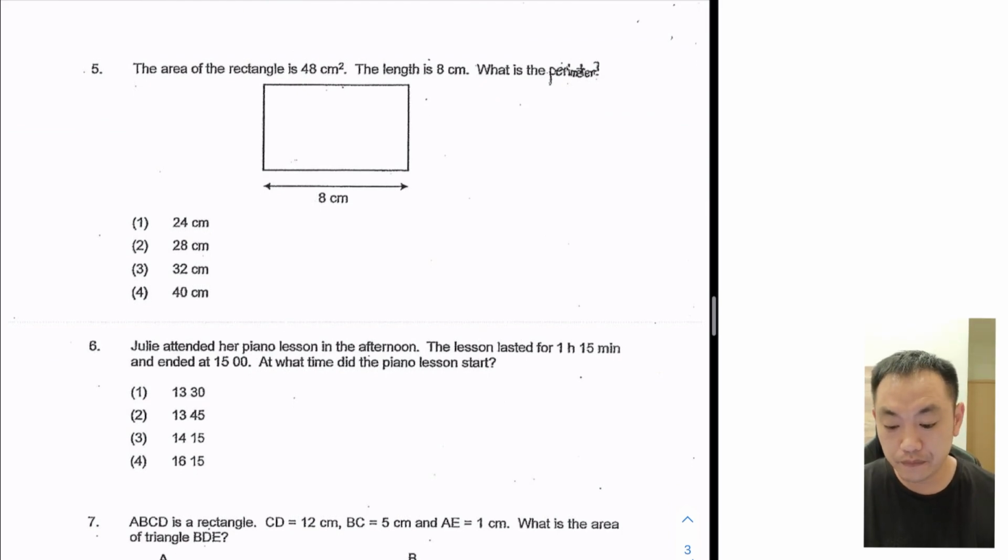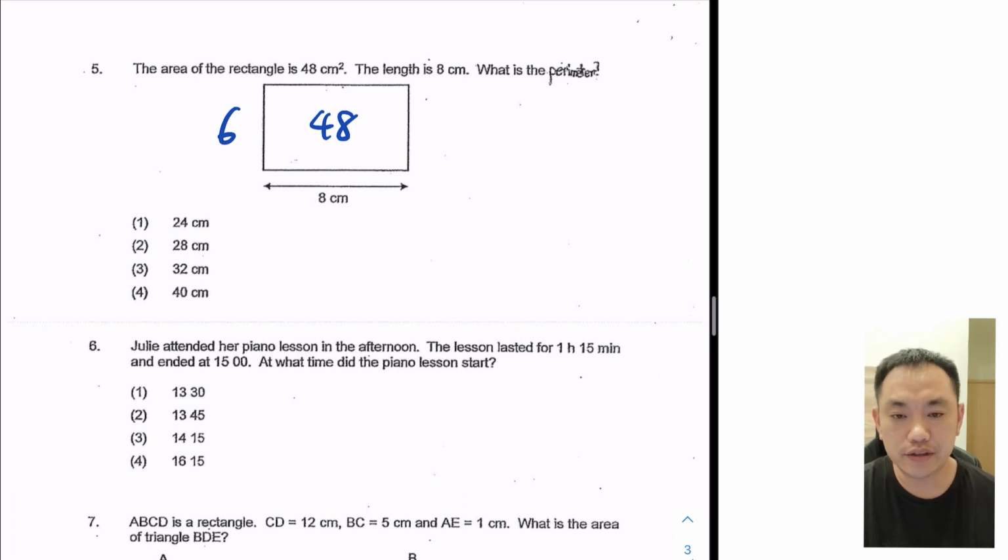Question 5. The area of the rectangle is 48 centimeters square. The length is 8 centimeters. And what is the perimeter? Okay. So if you know the area is 48 and the length is 8, how do you calculate the area of the rectangle? Basically, you take the length times the width. Okay. So 8 times 6 equals 48. So the width of the rectangle is 6.